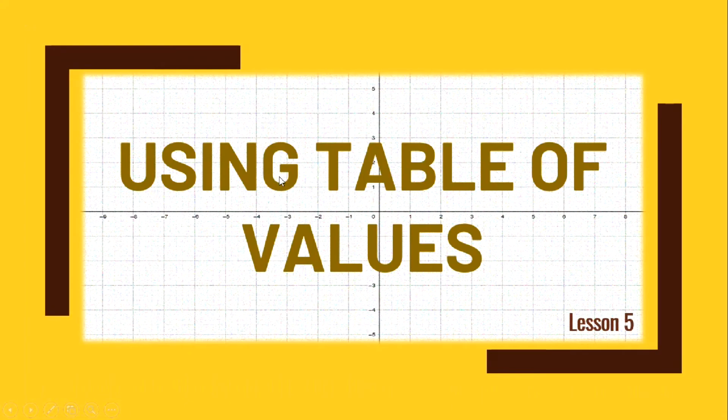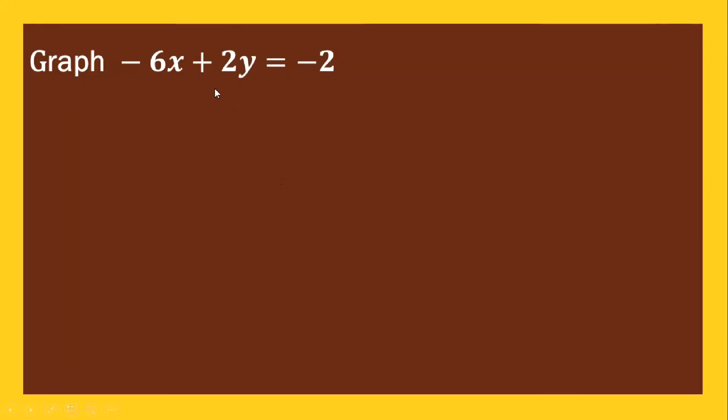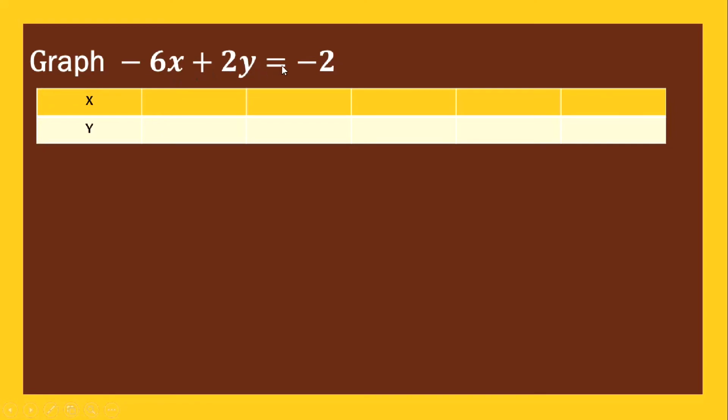So, last method we have here is using table of values. We will be using the same equation, negative 6x plus 2y equals negative 2. Kapag gumagamit tayo ng table of values, pipili lang tayo ng any values ni x. So, again, at least 2 points, pwede na tayong makabuo ng lines. But this time, 5 points yung hahanapin natin. Pili lang tayo ng values ng x, kahit anong number, pero kalimitan, nagsisimula tayo sa maliliit na numbers lang.